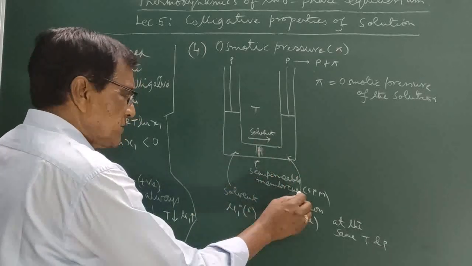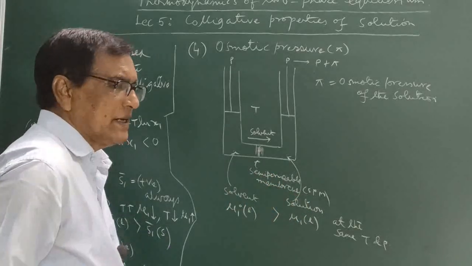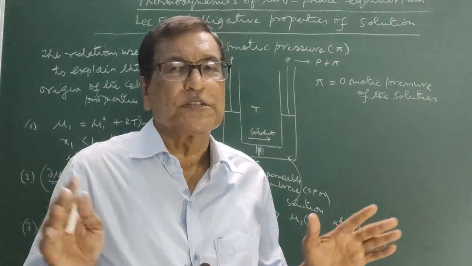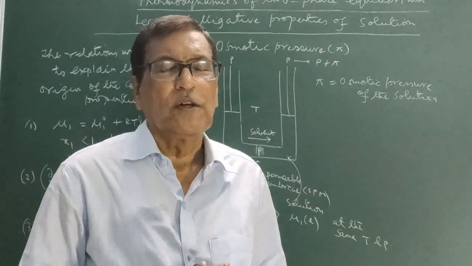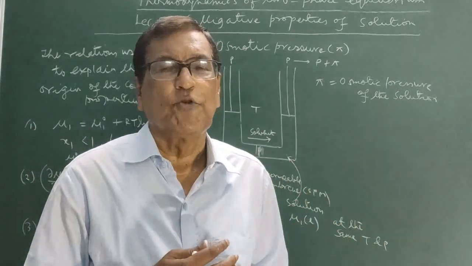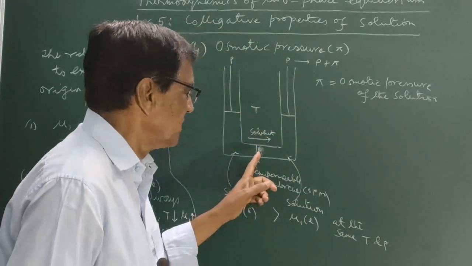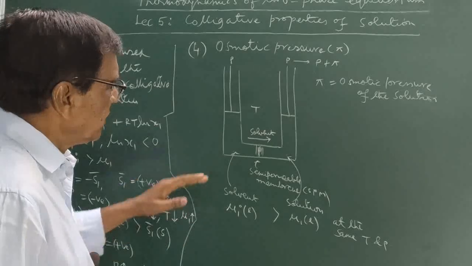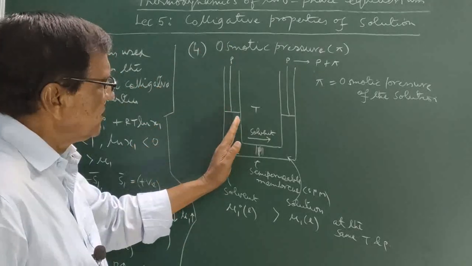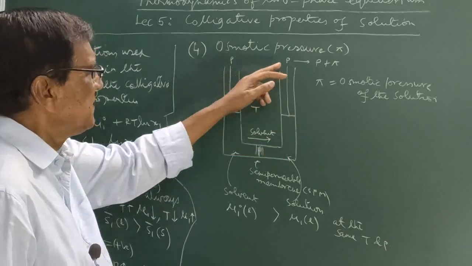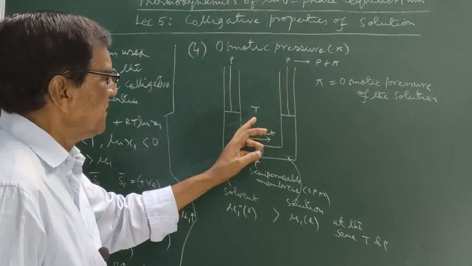Semi-permeable membrane (SPM). A semi-permeable membrane is the membrane which allows the solvent to pass through, but restricts the movement of the solute particles through it. So at the same pressure, both the pistons are at the same pressure, P and P, and the temperature is T.